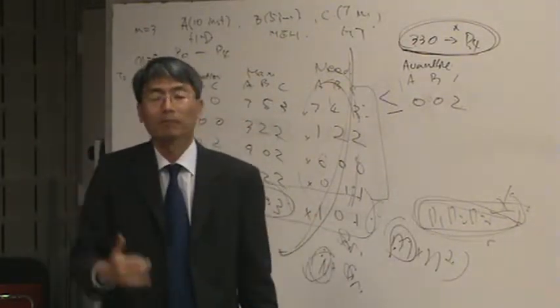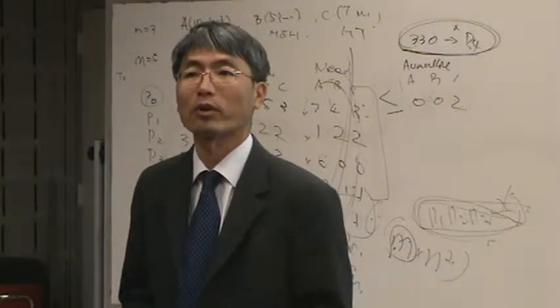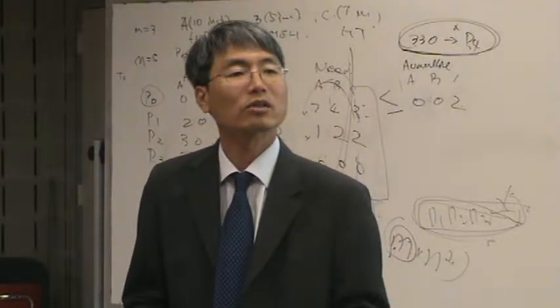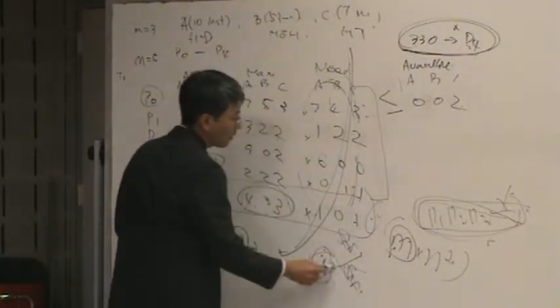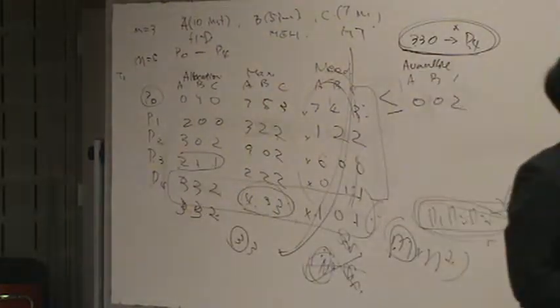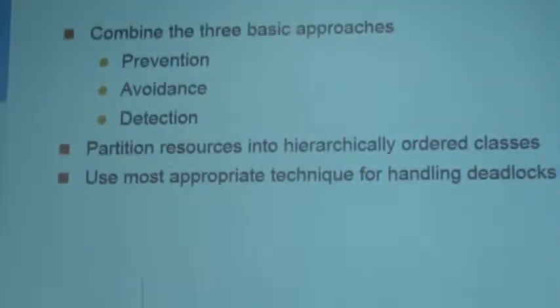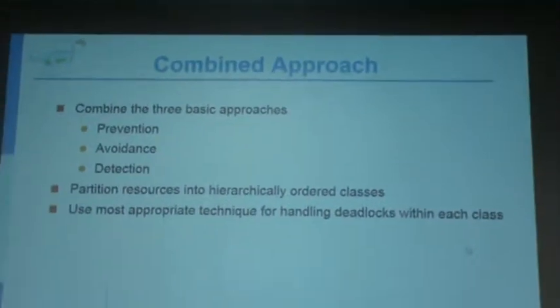So think about the detection algorithm. How often do you run such a detection algorithm? Every second, every millisecond, every minute, every hour. Because of these reasons, the operating system does not take care of such a deadlock problem. Instead, the application program solves such a problem. Some operating systems adopt a combination of such approaches, but most of them do not take care of such a problem.